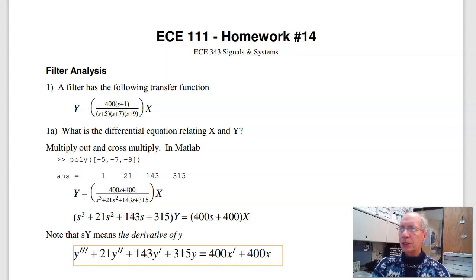Here are solutions to homework set number 14 for ECE 111, Introduction to ECE. In this homework set, we're looking at using Matlab to analyze filters, to design and analyze them. So this kind of picks up where we left off last week.